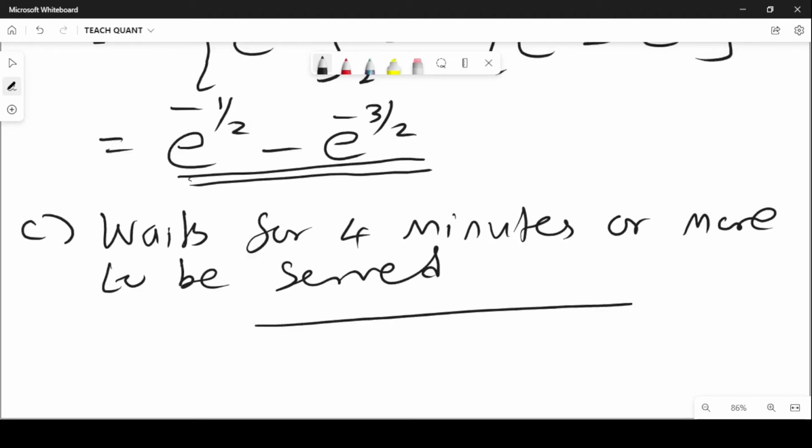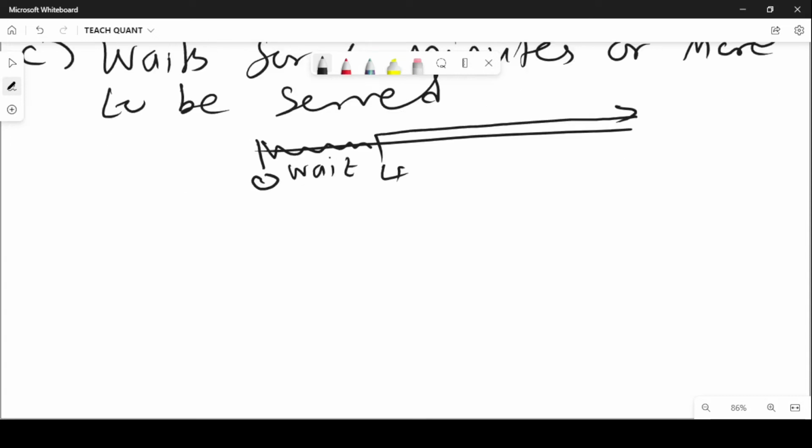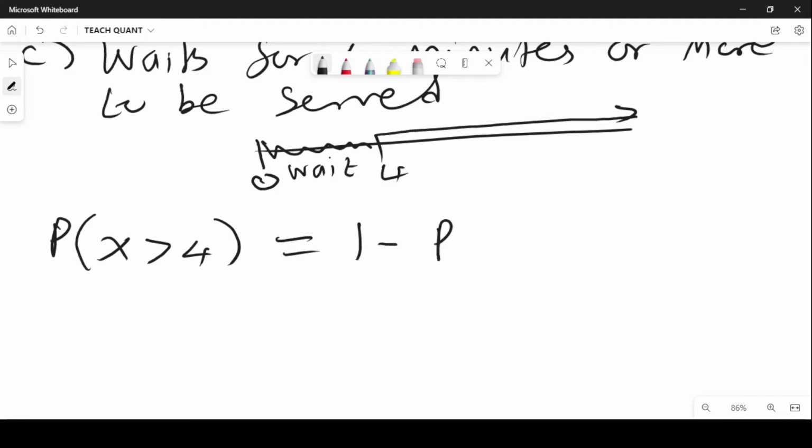So basically what we are saying is, if this is the starting point, the person will wait for 4 minutes or more to be served. So this is the waiting time. At this point they will wait. And there are a number of ways I can go about that. I can either get probability of x is greater than 4, or alternatively I could say it is 1 minus probability of x is less than 4. So we can either take this or that.